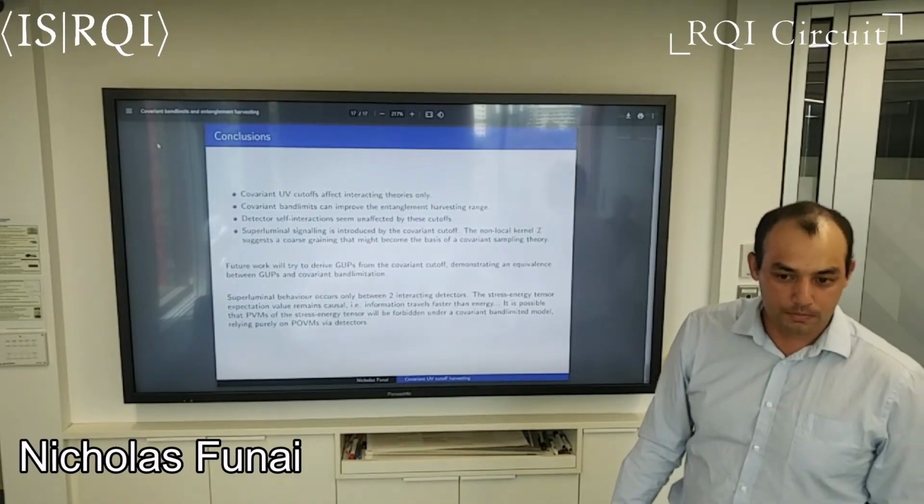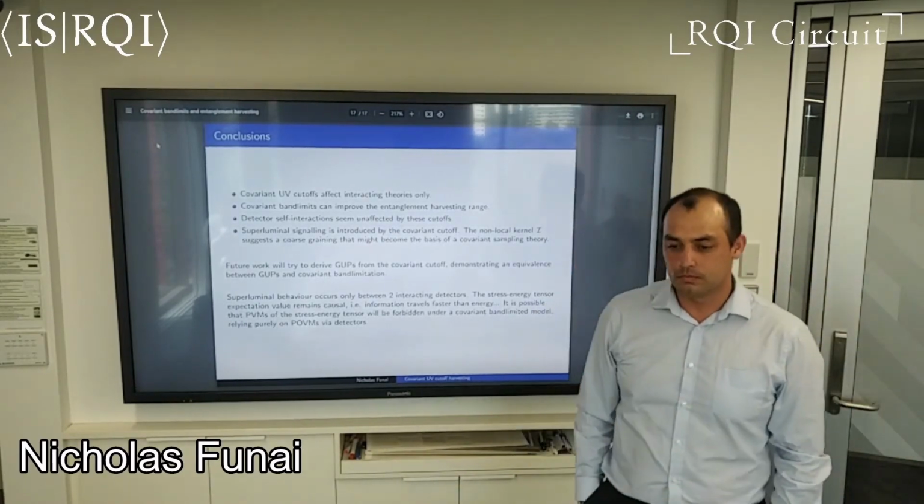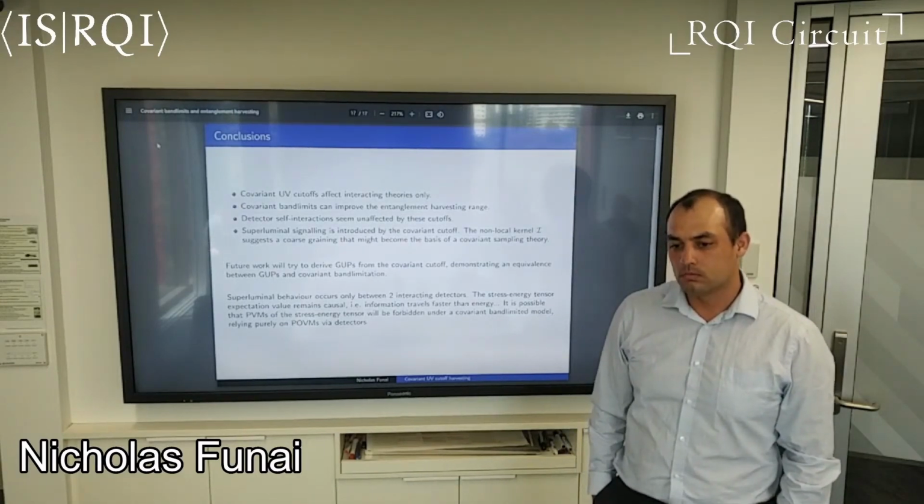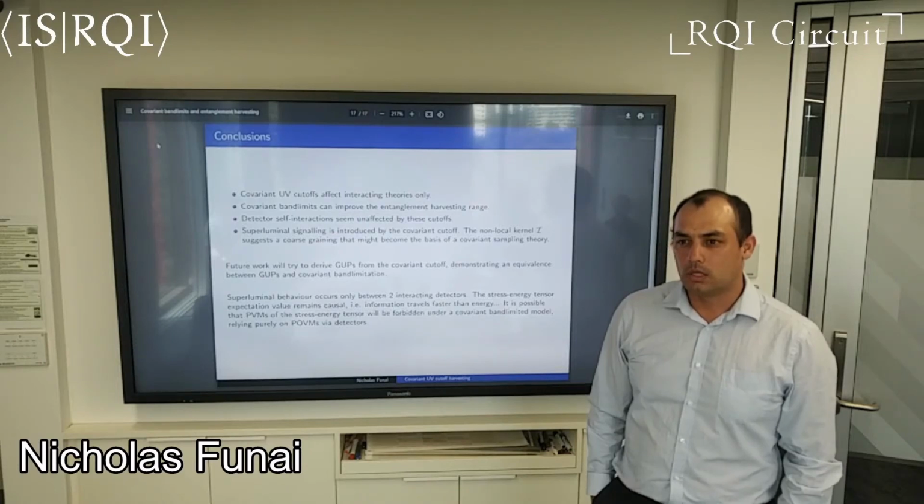Questions? I'm curious about this issue with the cutoff not affecting the single detector interactions: is that just because the Feynman propagator doesn't turn off the single detector interactions? It doesn't show up for lower order perturbation.